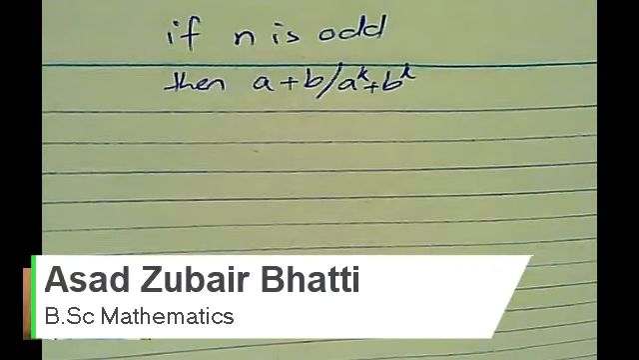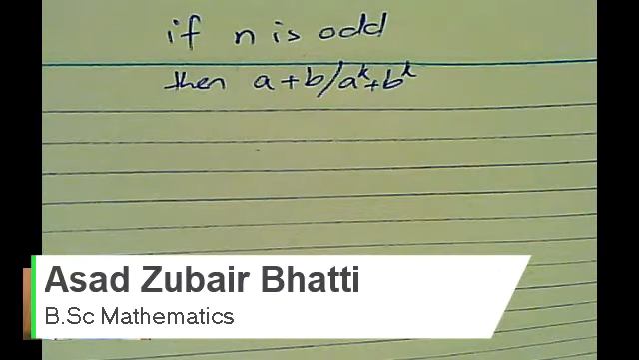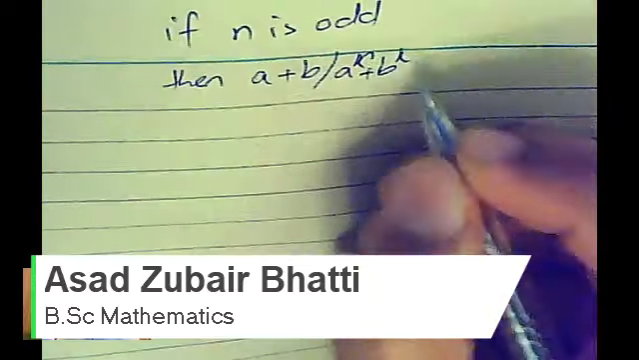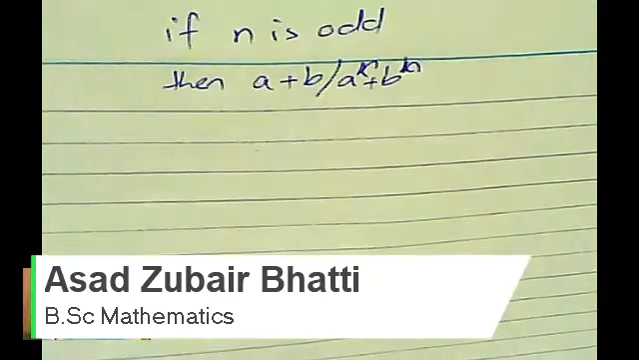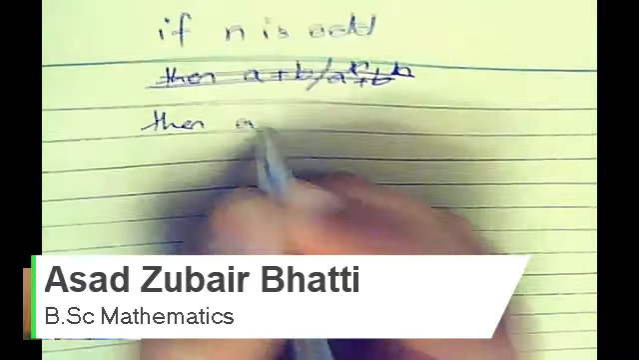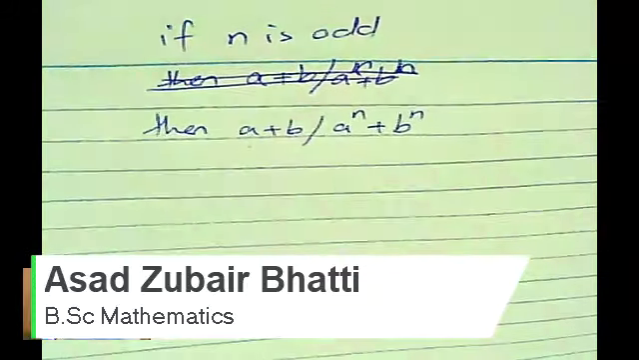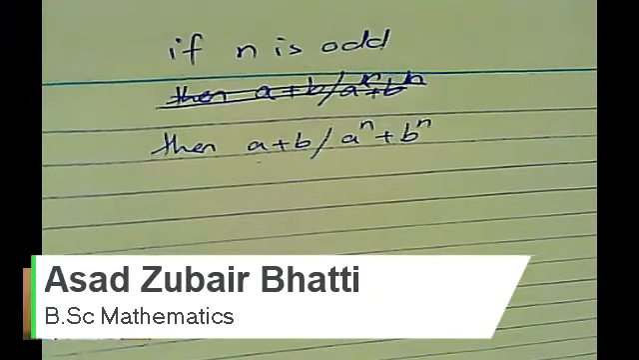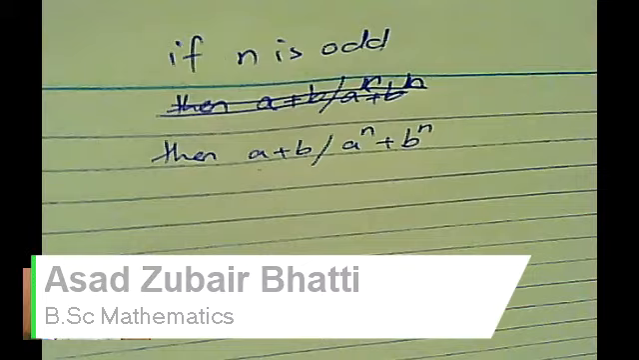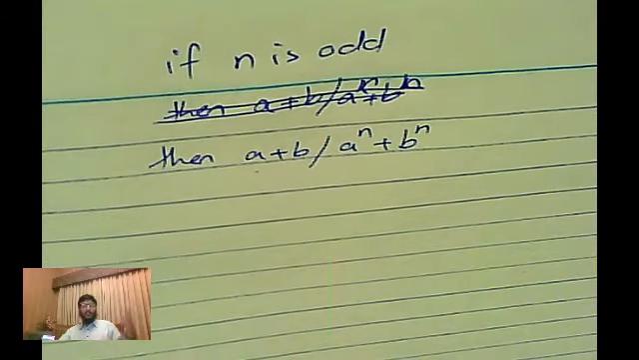The theorem says that if n is an odd number, then a plus b divides a power n plus b power n.